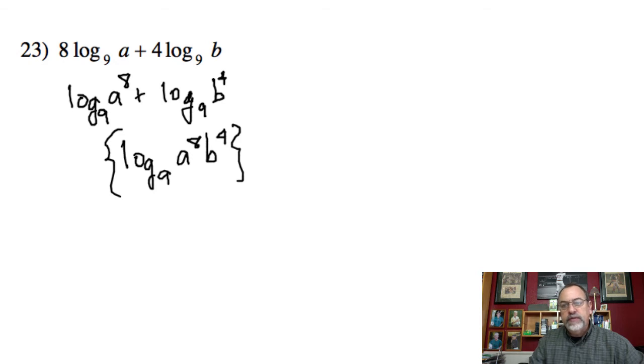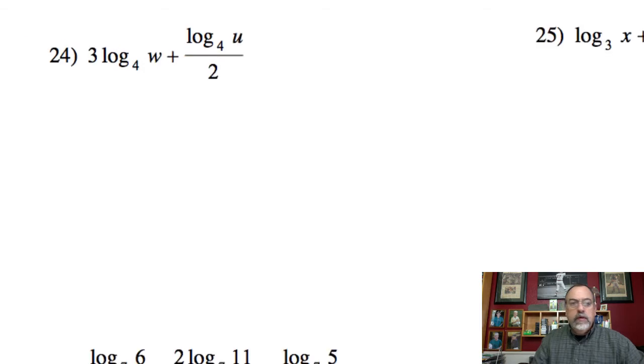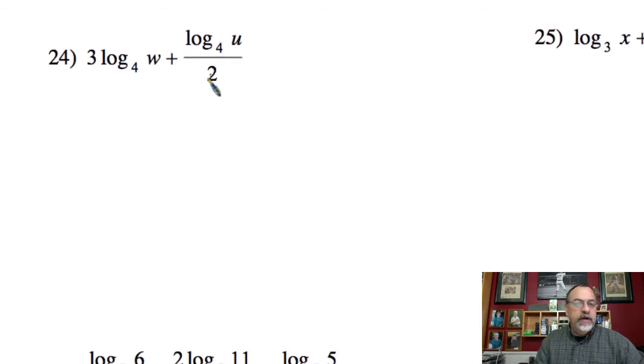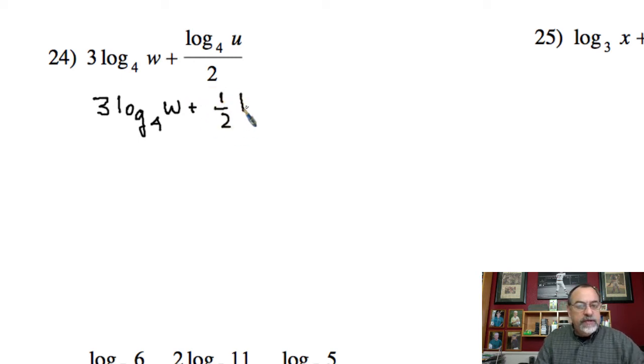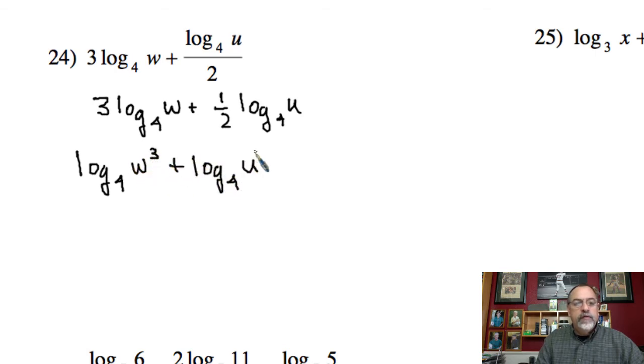Okay? Let's do some more examples. I'll try to find some more difficult ones here. Let's see. Okay, number 24 here. Again, we have this fraction, so we want to take care of that. So this is log base 4 of w cubed plus, and we want to take that fraction and put it out in front here as a fractional power. So now we have powers to powers, so this is log base 4 of w cubed plus log base 4 of u to the 1/2. Because it's addition, we're going to multiply these together.